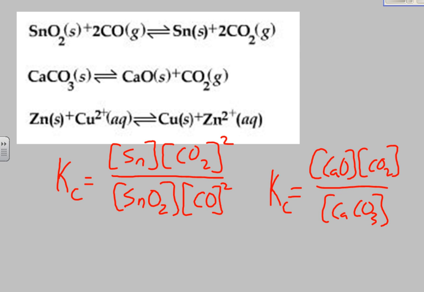Now, we're going to find out in our next segment that we're not going to end up including solids and liquids in this. One of the things about solids and liquids is that their concentration is not going to change, so they would end up getting left out of this expression, but we'll cover that when we talk about heterogeneous equilibria. And obviously you can take a look at the last one, but we'll come back to these again when we talk about heterogeneous equilibria.